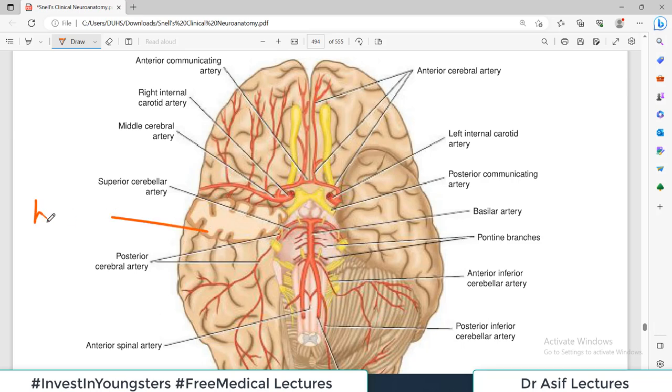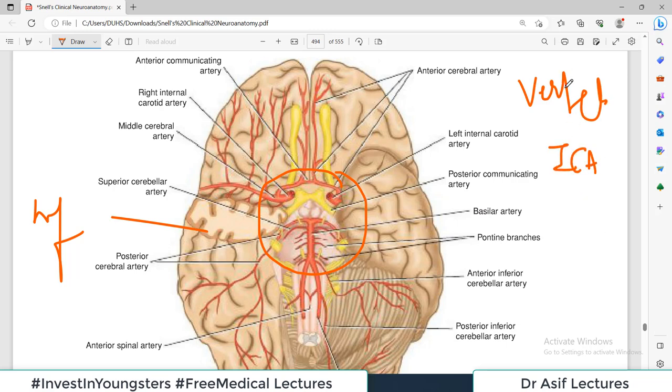So all this is the inferior surface of the brain, and on the inferior surface of the brain, right in the middle here, this is a big anastomotic channel. And this big anastomotic channel is the anastomosis between the two arterial systems. Which two arterial systems of the brain? One arterial system is the vertebral arterial system and the other one is the internal carotid artery.